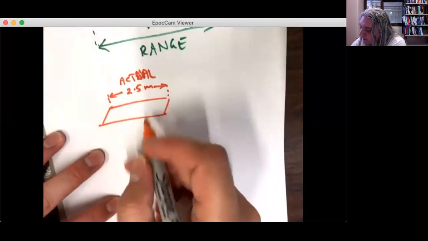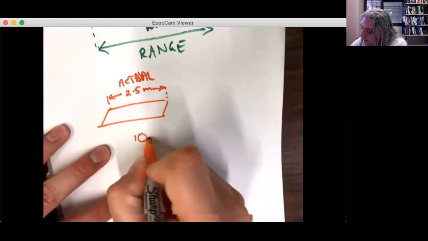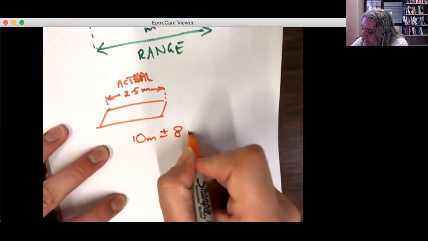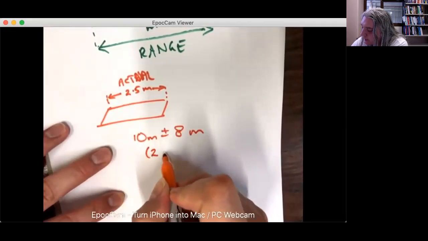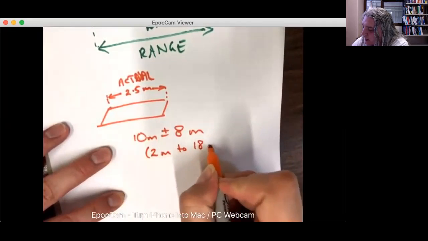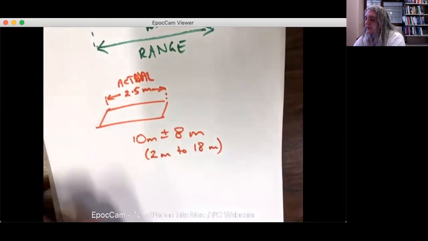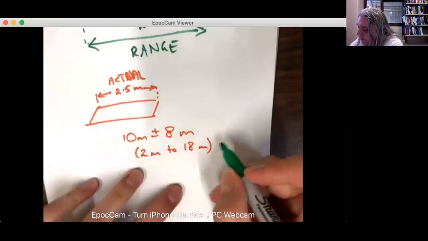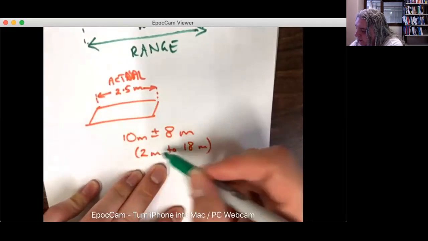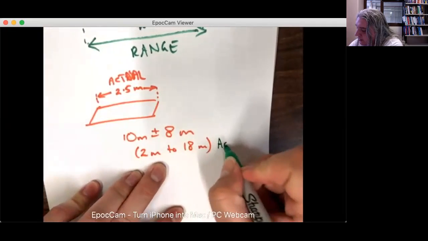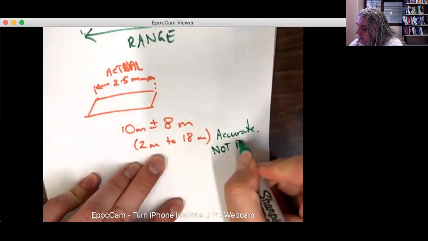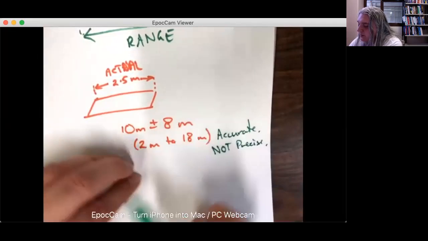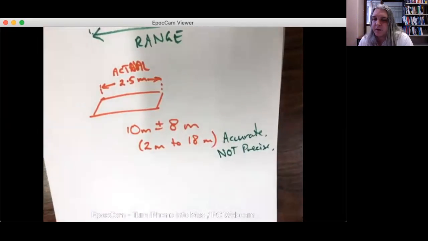If I tell you that this desk is 10 meters plus or minus 8 meters, then that means I'm saying it's somewhere between 2 meters and 18 meters. So that is accurate. It is accurate because it agrees with the actual value. 2.5 is inside my range. So it is accurate, right? But it is not precise. It's not precise because my uncertainty is almost as big as my value. Right? 8 is almost as big as 10. So accurate but not precise.